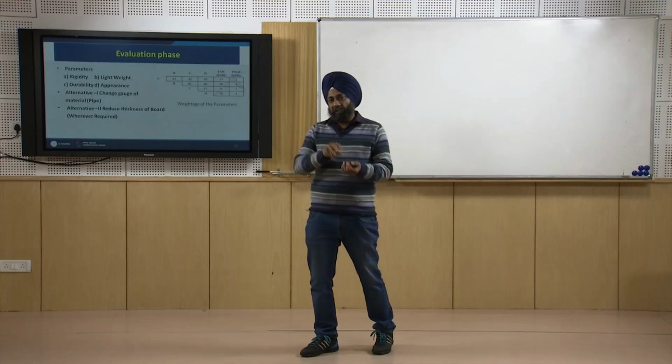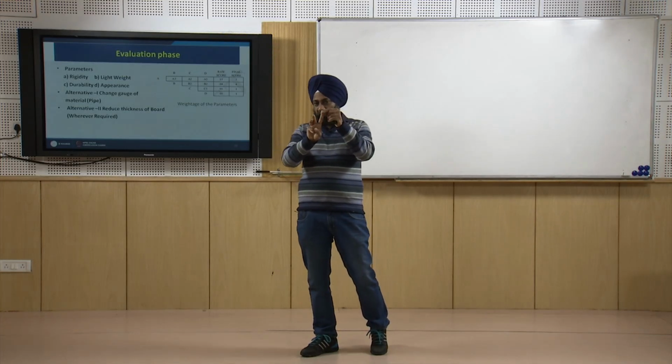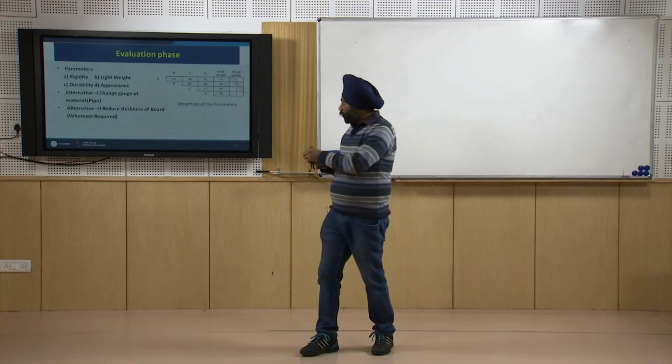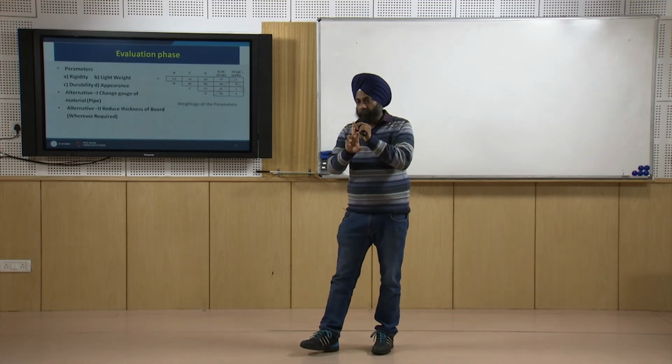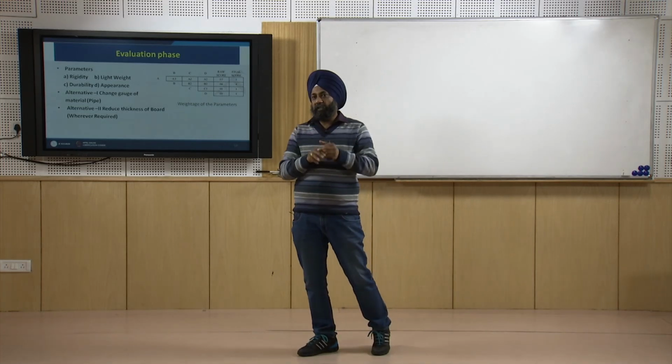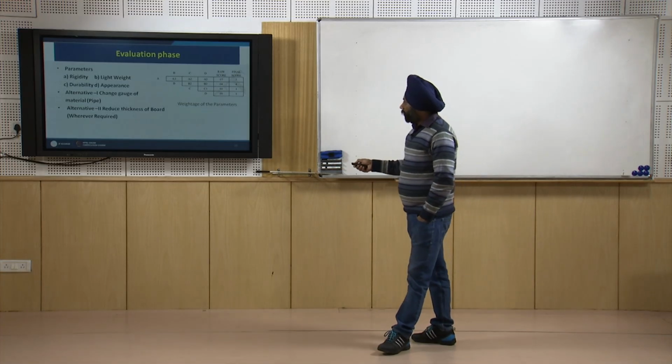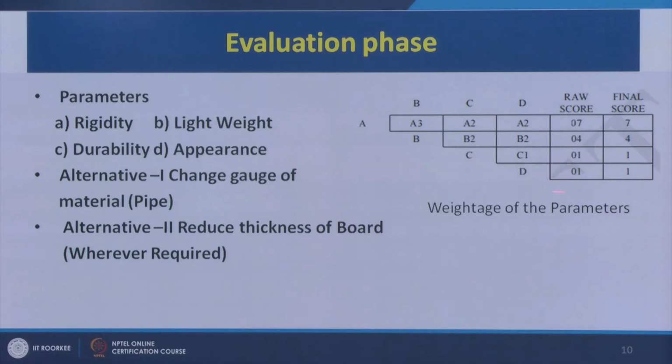So now we have three designs which we can compare. One is the existing design, the second is the design with a reduced gauge of the material, that is the pipe, and the third is a reduced thickness of the board. So now we have to compare these three designs. Again, using the same matrix technique, we can calculate the weightage of the parameters. What are the parameters that we have to compare? There are four parameters: A, B, C and D.